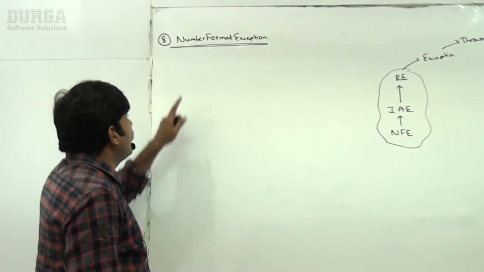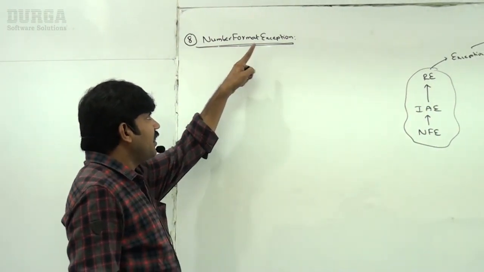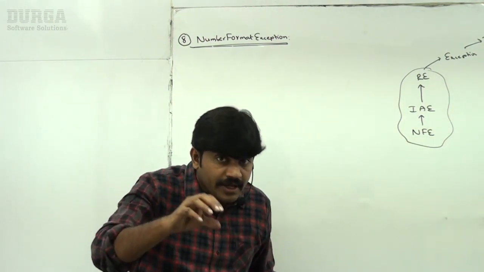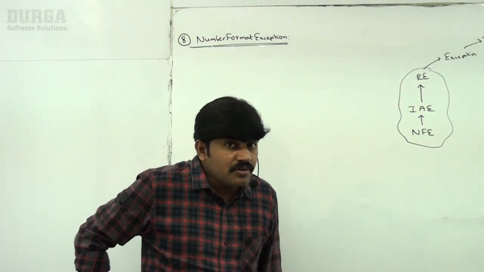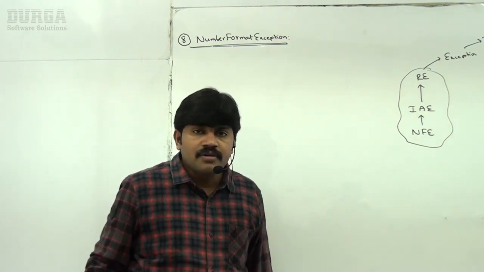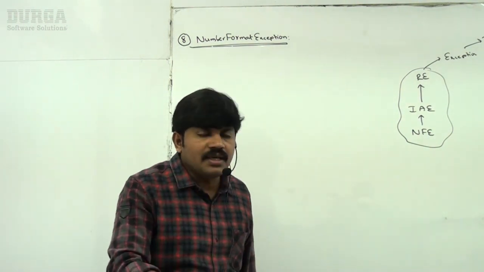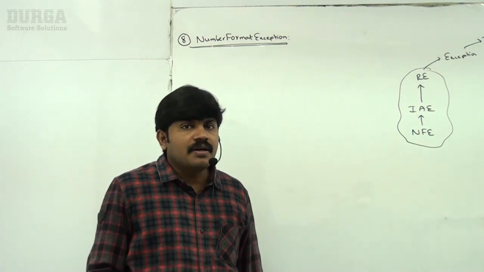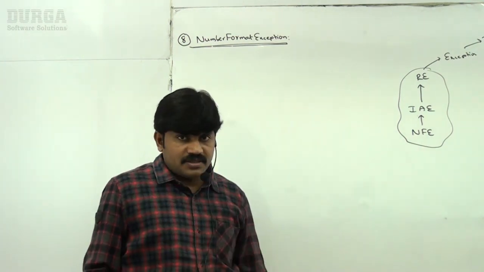When will you get number format exception? We are trying to convert a string to a number, but the string is not properly formatted. It is not representing a number. Then we will get number format exception.